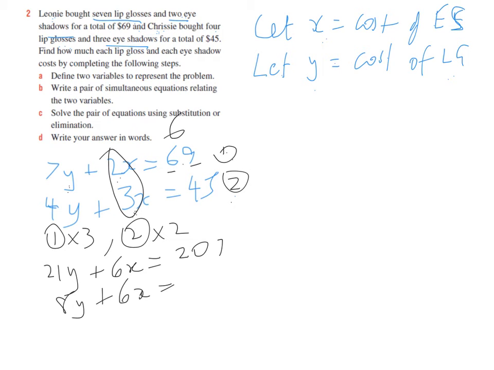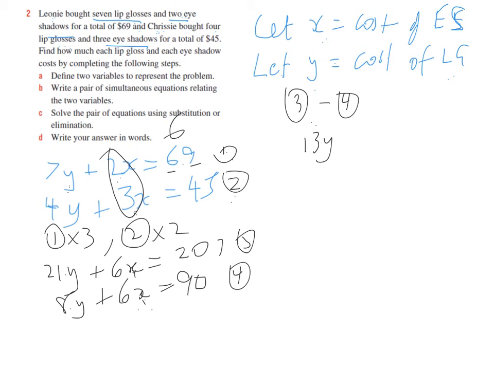Okay, now from there, not 45. Got to be careful, got to read what we're doing. Silly mistakes cost us. 90. 2 times 45 is 90. Okay, so now we've got equation number 3 and equation number 4. Let's do equation number 3 minus equation number 4, so we can eliminate the x's. So 21 minus 8 gives us 13.